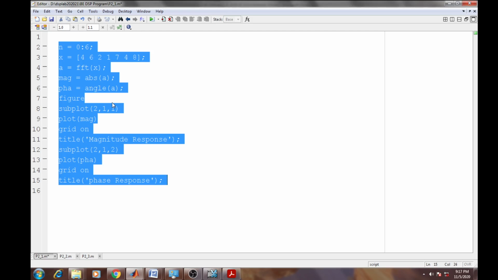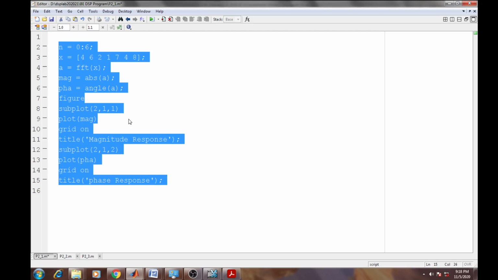For plotting the magnitude and phase plots, here I use figure, then subplot 2 1 1. 2 means a total of 2 rows, 1 means there is 1 column, and the plot is at the first place, right? This subplot permits me to divide a graph into two parts. The first part is for magnitude and the second part is for the phase plot, right?